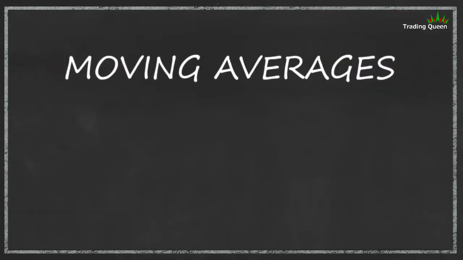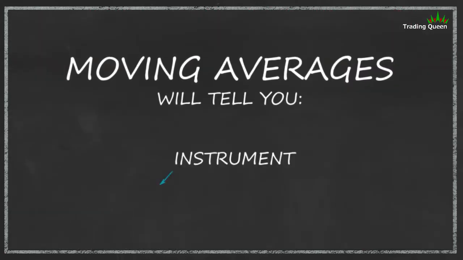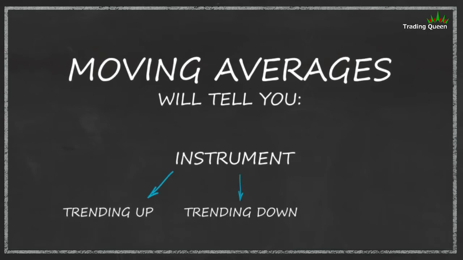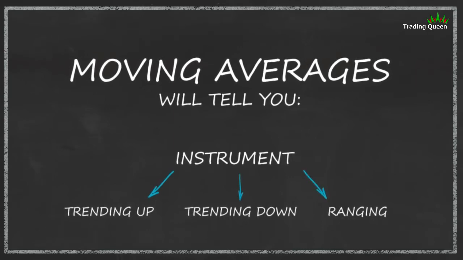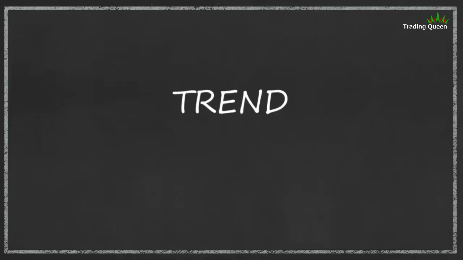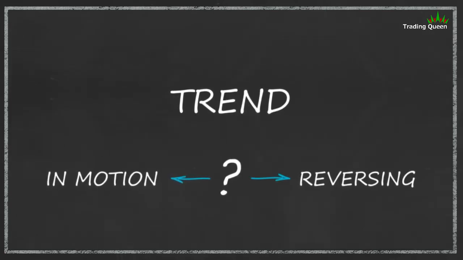So, moving averages will tell you whether an instrument is trending up, down, or if it's ranging. It can tell you if a trend is still in motion and whether it is reversing or losing momentum.